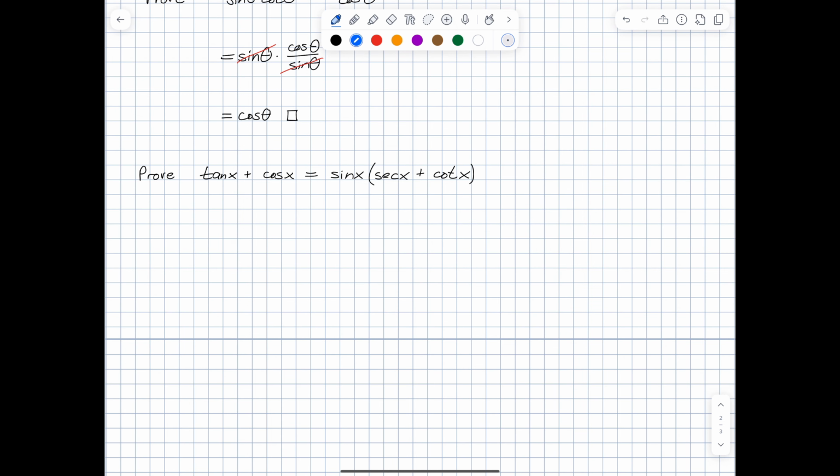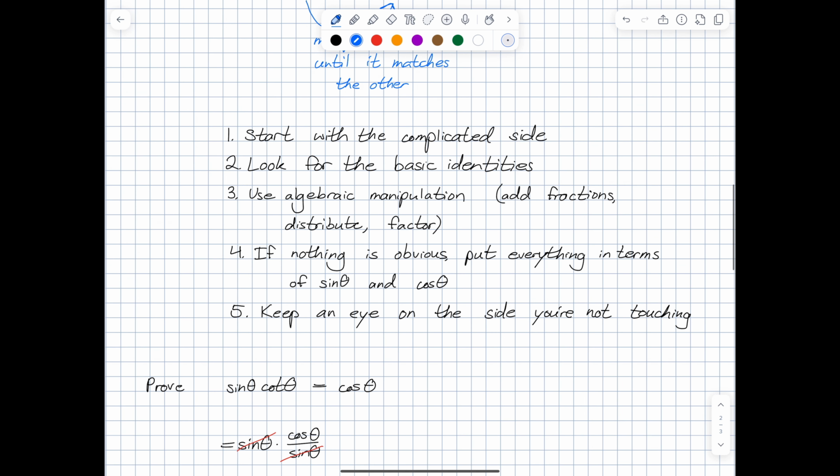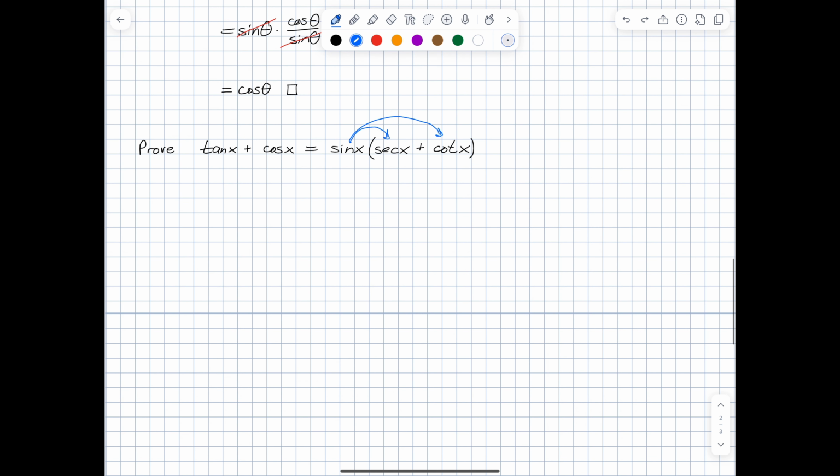Looking at the right, I see these parentheses, the sine outside. I'm going to go ahead and distribute the sine to these other two terms. And that is strategy 3. Distribute is one of the algebraic manipulations. So when I distribute, I get sine x multiplied by secant x plus sine x multiplied by cotangent x.